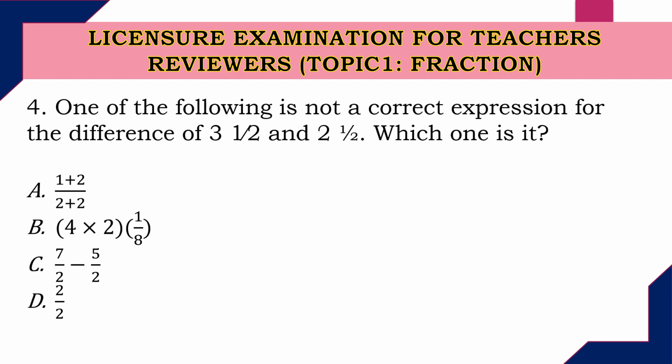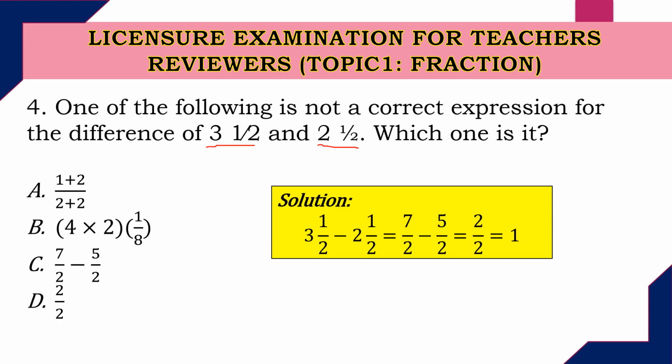Question number 4. One of the following is not a correct expression for the difference of 3 and 1/2 and 2 and 1/2. Which one is it? A. 1 plus 2 all over 2 plus 2. B. 4 times 2 times 1/8. C. 7 over 2 minus 5 over 2. D. 2 over 2. Ang hinahanap ay one expression that is not equal to the difference of 3 and 1/2 and 2 and 1/2. So, kailangan muna nating kunin yung difference ng two given numbers.